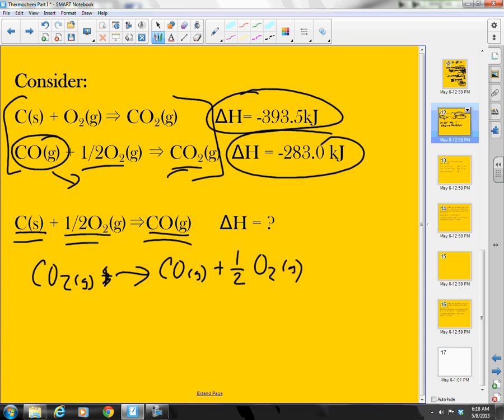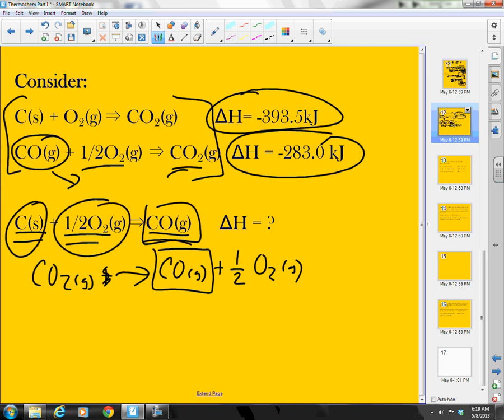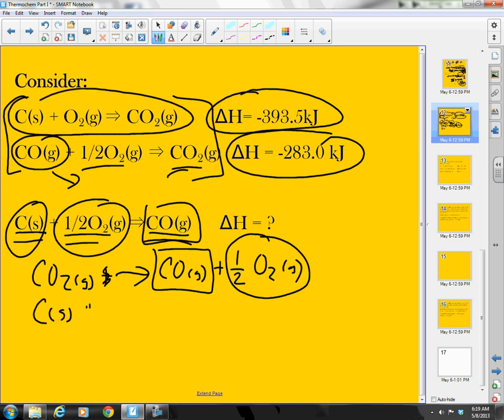Okay, great. Well, so now I have CO here and I have CO here. But now, how does the rest of this look? Well, it doesn't look very good because I have a carbon here and I have 1/2 oxygen. And I have to get rid of this oxygen here. Well, when I add this to it, it's carbon plus 1 oxygen gas is going to CO2.